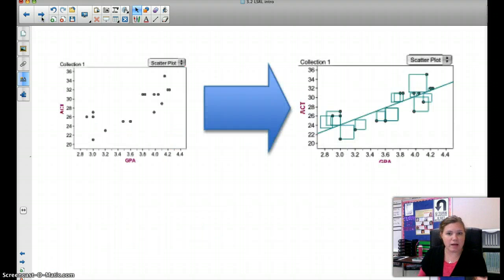Now, back in your packet on page 4, you have this picture, and this picture kind of illustrates the same thing. We have our scatter plot, which we learned how to do in class today, and then we're going to add our least squares regression line, and our goal again is to minimize the sum of the squares.